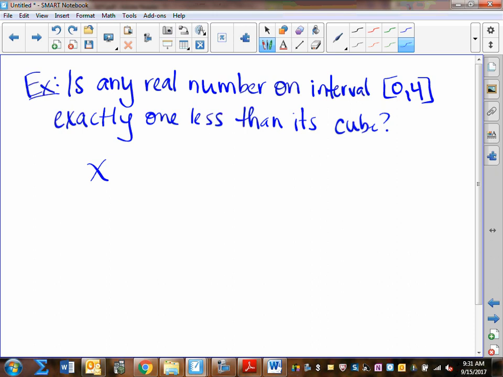Is the number itself exactly 1 less than its cube? How can we translate this? 1 less than its cube. Yeah, x cubed minus 1. So what their question is, does this happen anywhere on this interval?